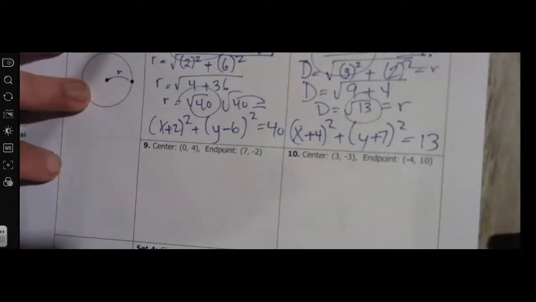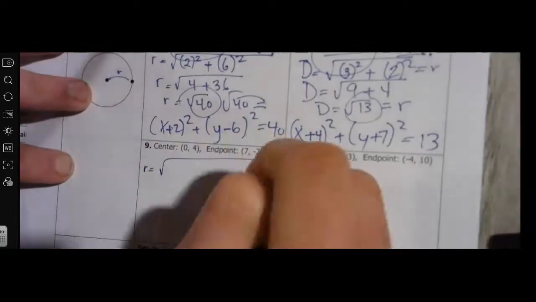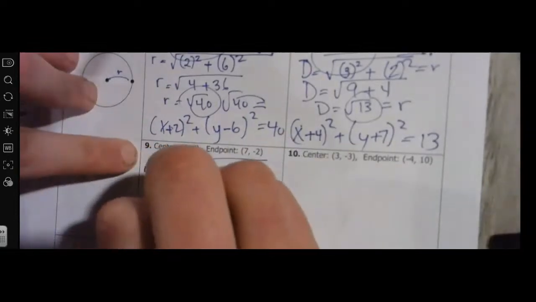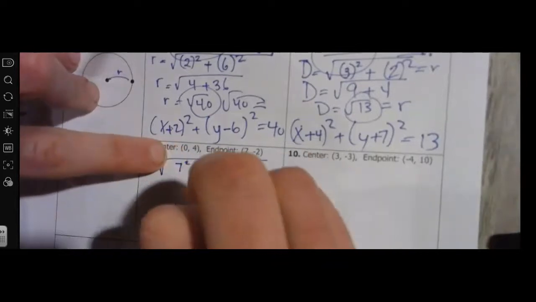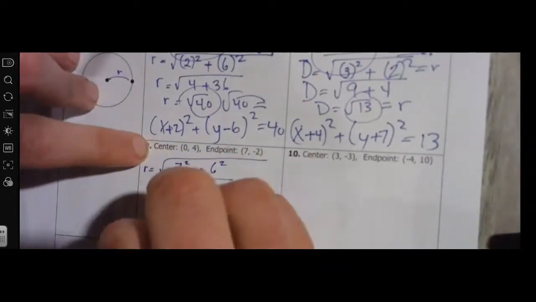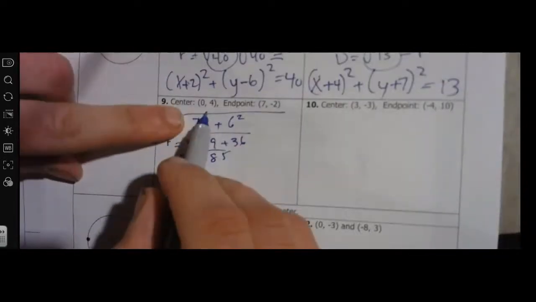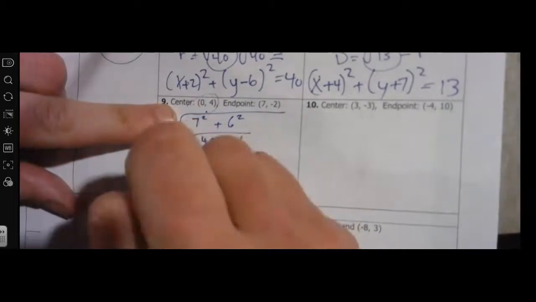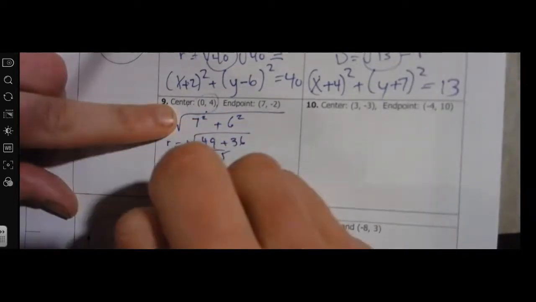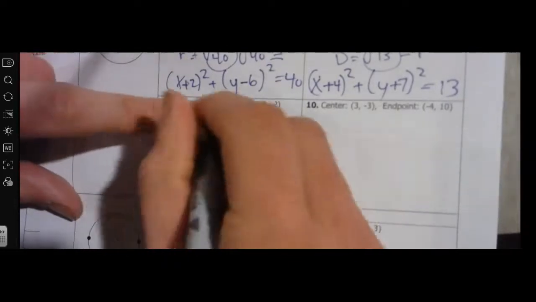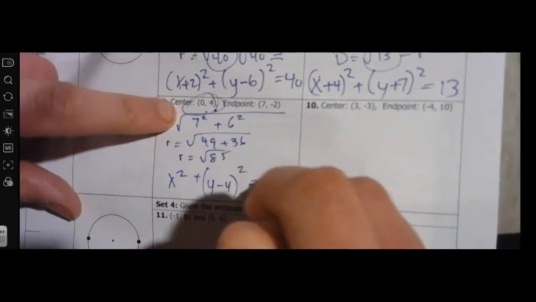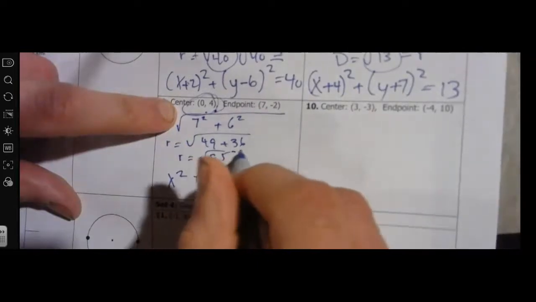Okay, a couple more of these. So the radius here is equal to, how far is 0 away from 7? 7 squared. How far is 4 away from -2? 6 squared. So the radius is equal to the square root of 49 plus 36, which is the square root of 85. Therefore, the center is 0, 4. So it's going to be x squared, no minus 0, you don't need to put that, plus y minus 4 squared, that's the center, they gave it to us, is equal to 85, because the square root of 85 squared is 85.